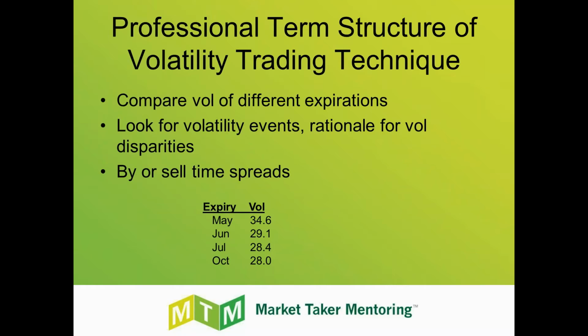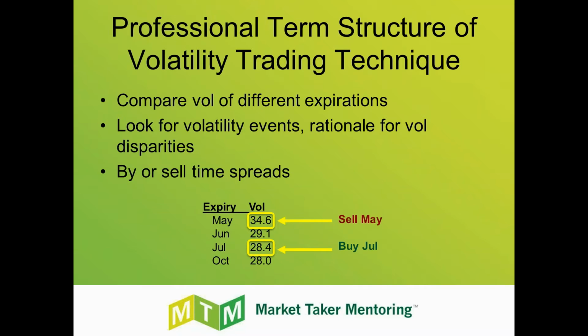We're looking at different months here, so it's easier to say, basically. What if the May had a 34.6 vol, the June had a 29.1 vol, July's had a 28.4 vol, and October's had a 28 vol. So this is a scenario where the front month, or the short-term expiration, has a higher volatility than the back term. Now that's not always the case. Sometimes it's the other way around, where the shorter term expirations have a lower volatility. But when we see a situation like this, we might want to do the same thing I described with the vertical skew, whereas I buy the cheap one and I sell the expensive one.